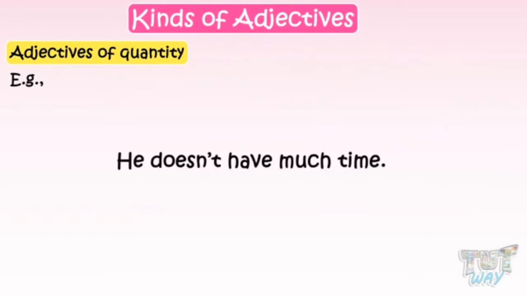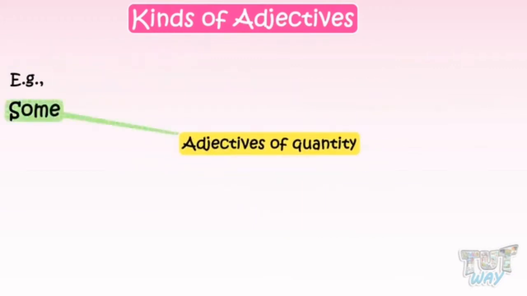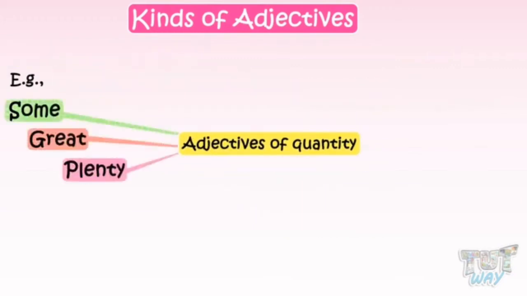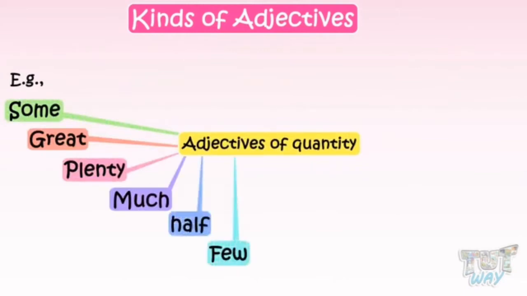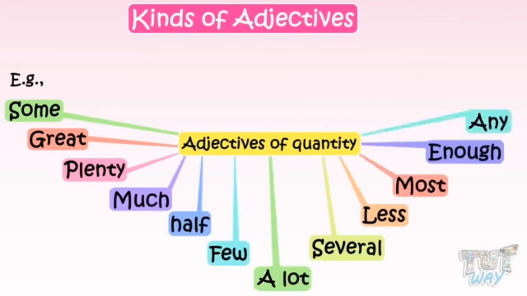so we also have another example. He doesn't have much time. Now, much is also an adjective of quantity. It tells us about the approximate value of the time one has. So here are some other examples of adjectives of quantity that you can see on the screen: some, great, plenty, much, half, few, a lot, several, and so on and so forth. Now let's make progress.